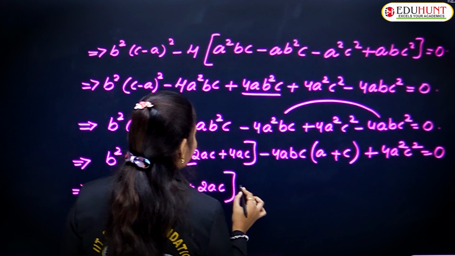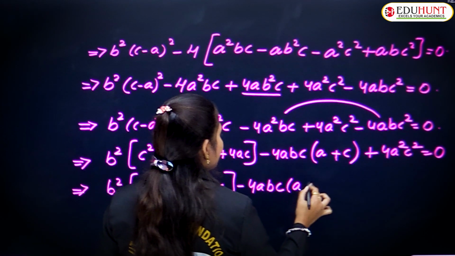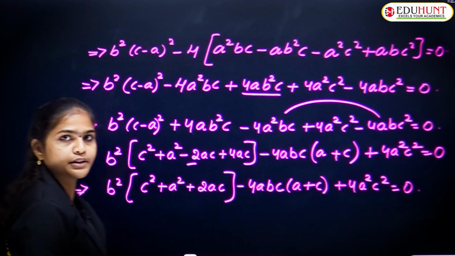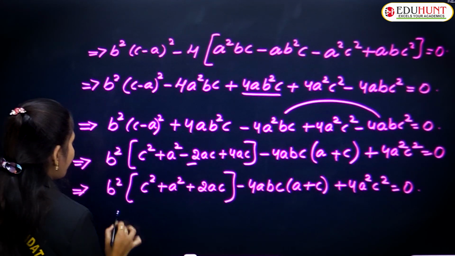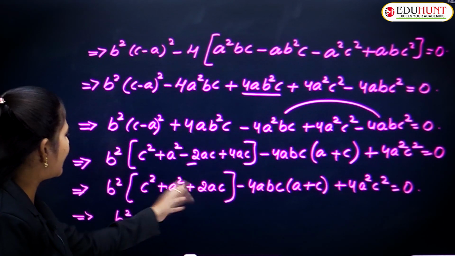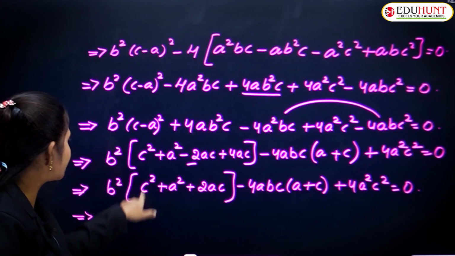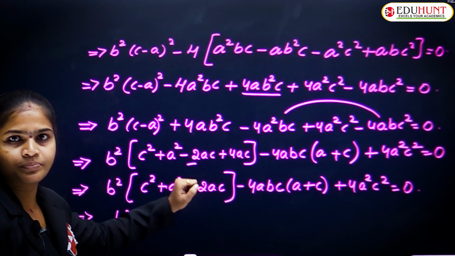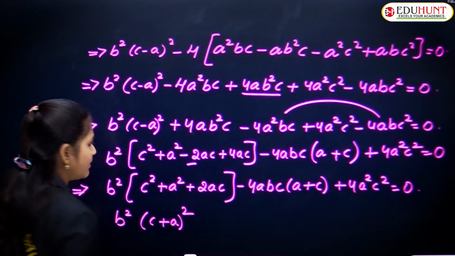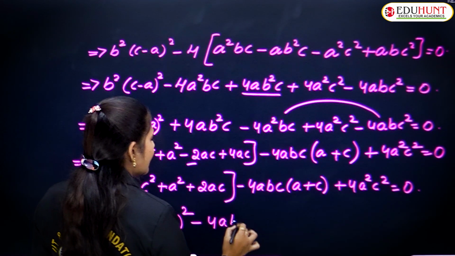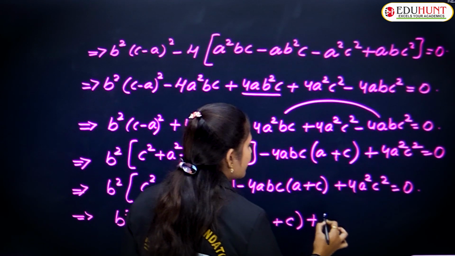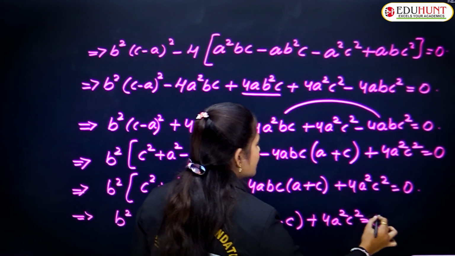Okay, and from this one, here minus 4abc into a plus c plus 4a square c square is equal to 0. Clear to you? So from this one here, b square into, this one we can write as c plus a whole square formula, yes or no? Or a plus c whole square, your wish, that is a square plus c square plus 2ac. a plus b whole square formula only, no? So that's why we can write this one as c plus a whole square. Minus 4abc into a plus c or c plus a, your wish, those two also same only, no? Plus 4a square c square, which is equal to 0.